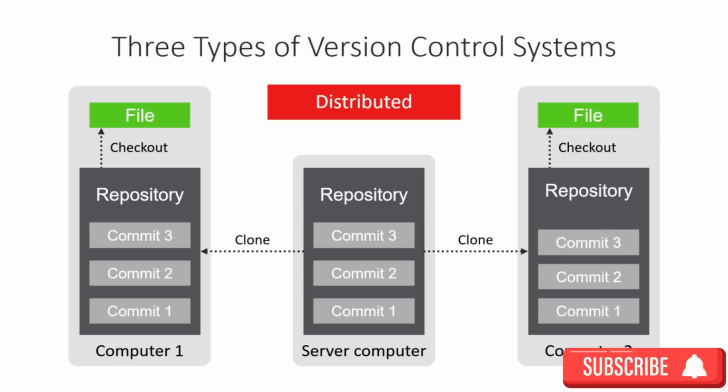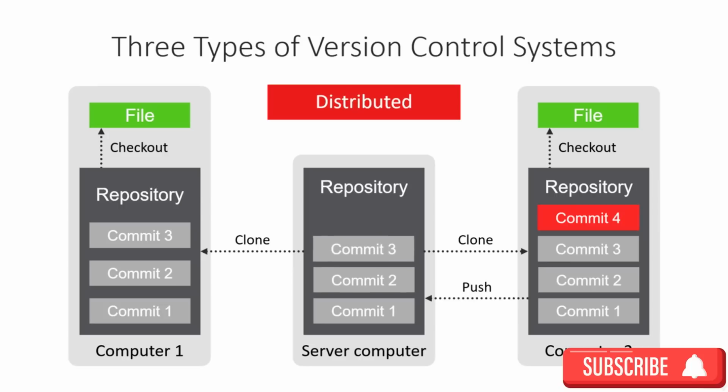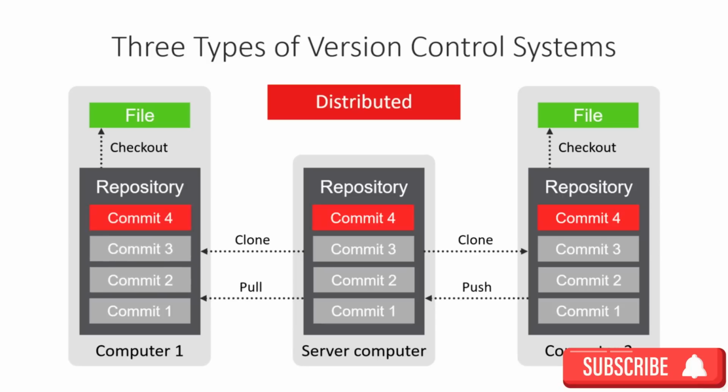Let's say now that the user on computer 2 creates a new commit to save some changes to the source code. Next, they can push their local repository to the remote repository on the server. After this push, the remote repository on the server will also have that new commit. The user on computer 1 can now pull the changes from the server, and then they will have that new commit also in their local repository.